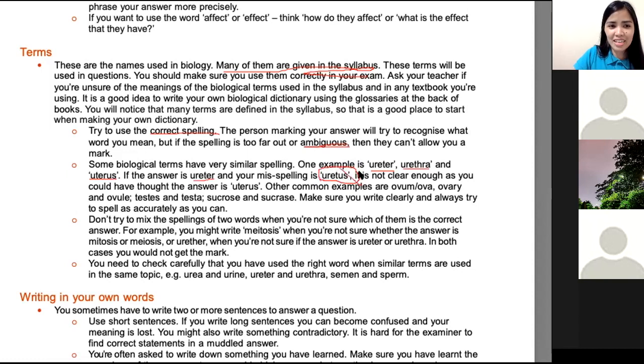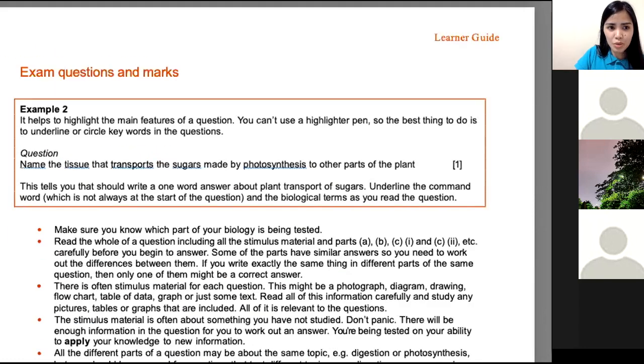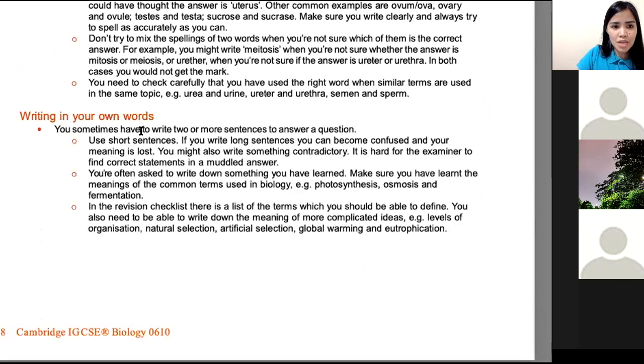This is already wrong. And then this one, writing in your own words, especially when you will be asked to give a suggestion of something. Of course, you have to write that in your own words, right? So do not forget that you have to use short sentences.